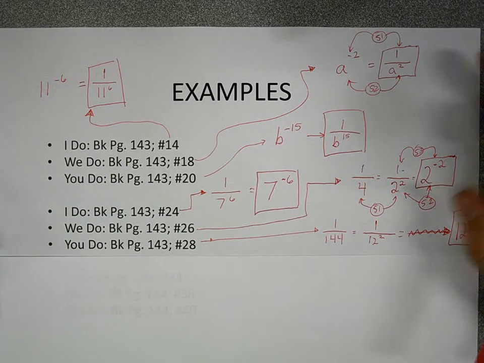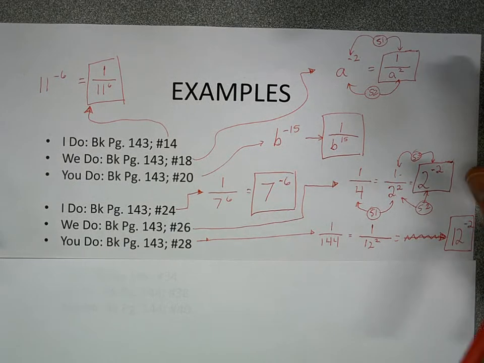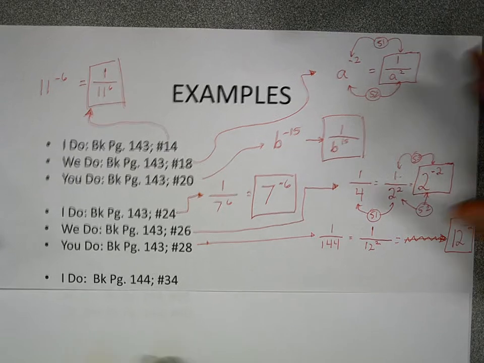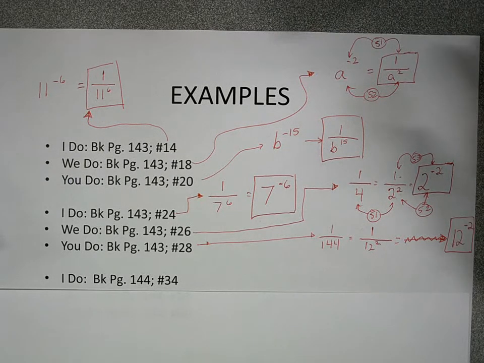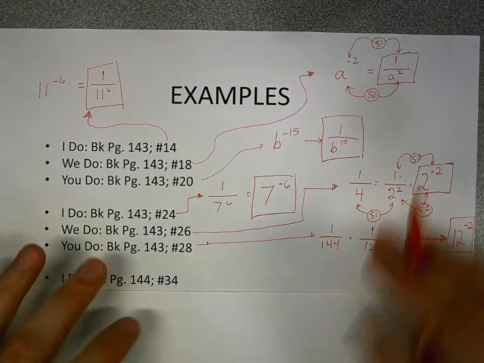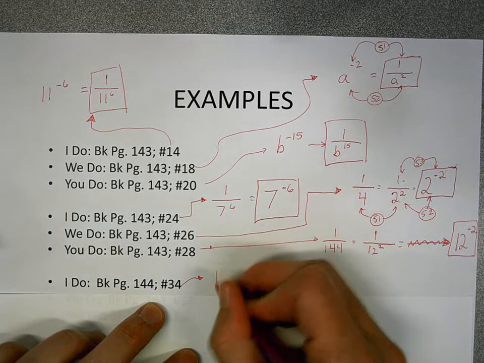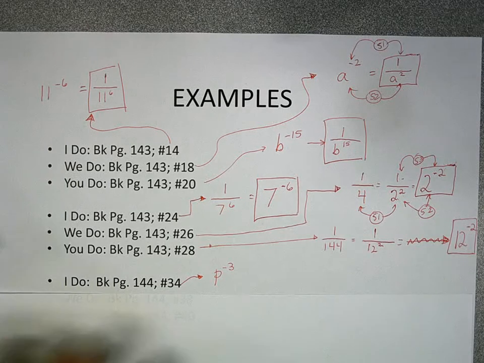Okay. Now there is one more problem. We're just going to take it a half a step up. So here's what I'd like you to do: let's go ahead and flip the page over to 144, just one page, and let's take a look at problem number 34. On problem 34, they give us a problem that is p to the negative third power. Now the directions say evaluate each expression if n equals 3, p equals negative 2, and q equals positive 6.